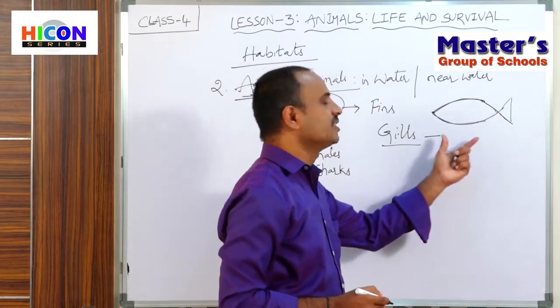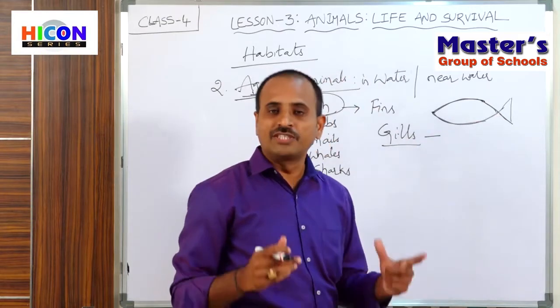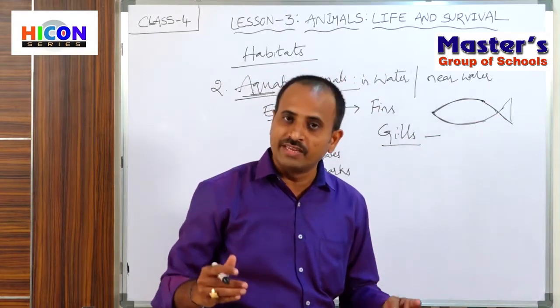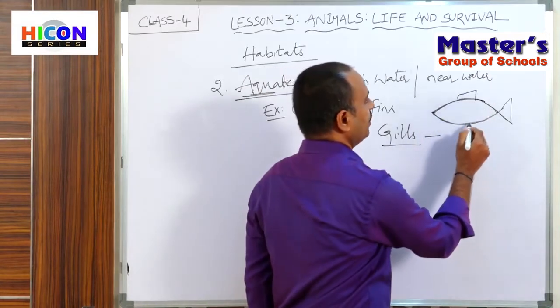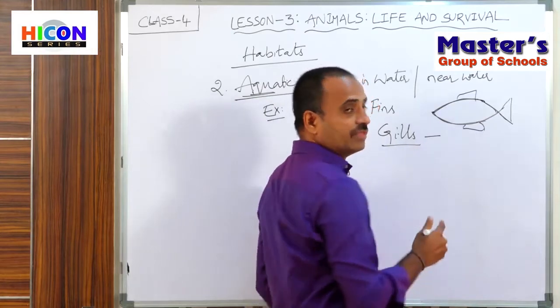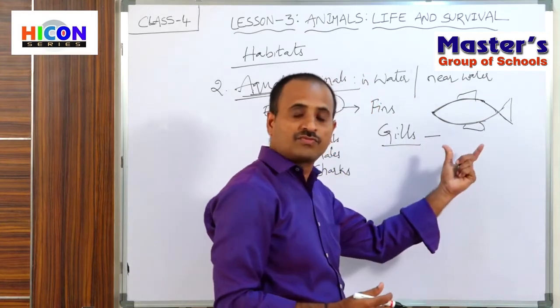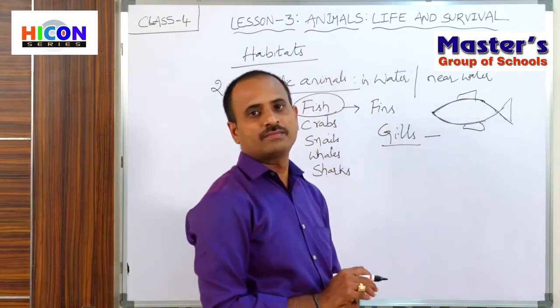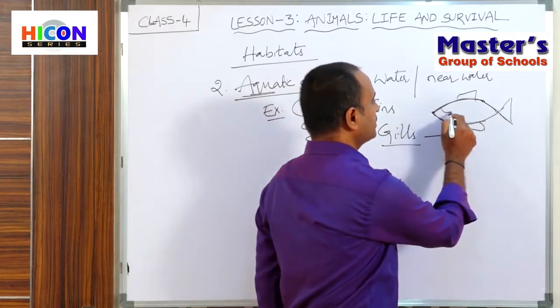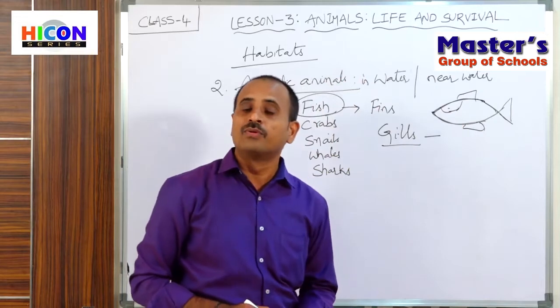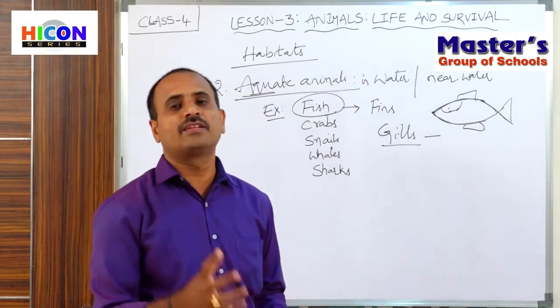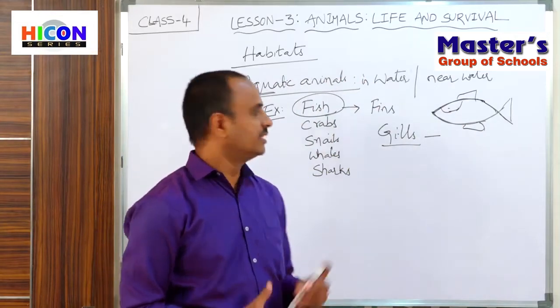Because of this special shape, the fishes are able to swim very easily in the water. And these are called fins. Because of these fins, they are able to swim very speedily in the water. And there are gills, which are helpful to breathe oxygen present in the water. So this is about fish.